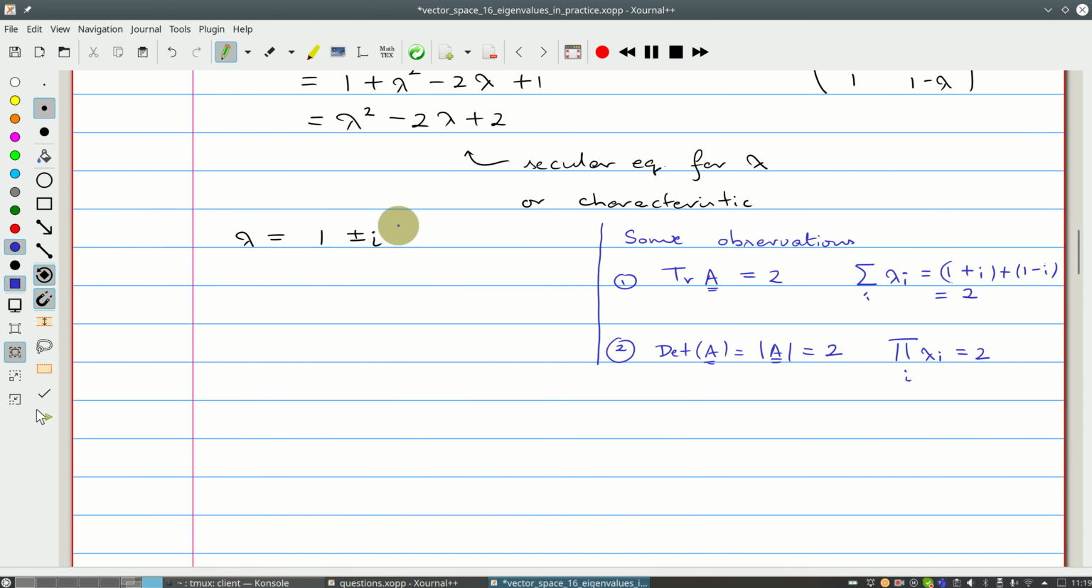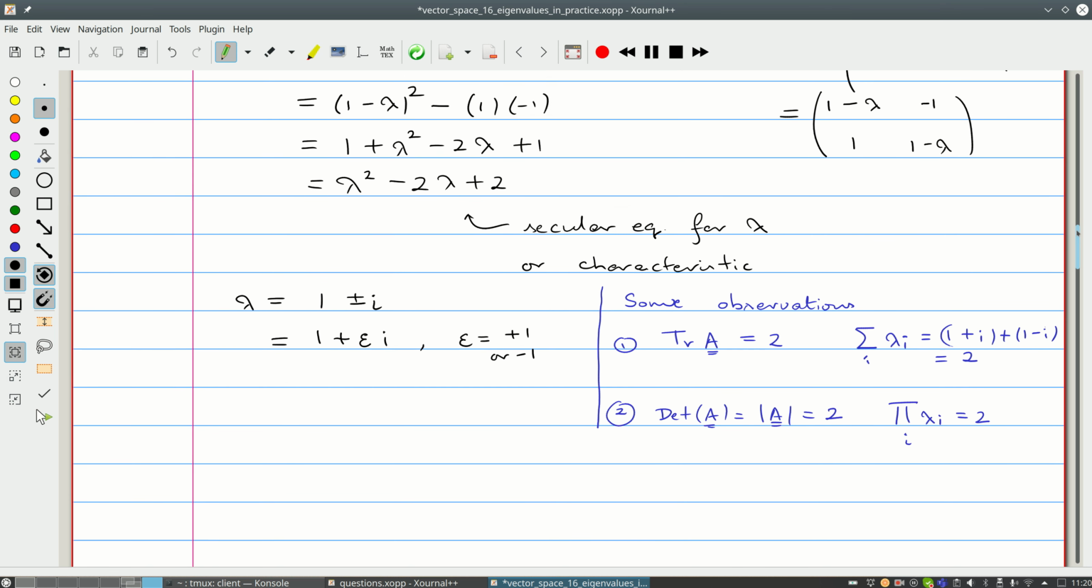Okay, so we have these two eigenvalues. What I'm going to do is combine them into one. I'm going to write them as 1 plus epsilon i, where epsilon is equal to either plus 1 or minus 1. Yeah, so it's just a short way of handling both cases simultaneously. You don't have to do this.